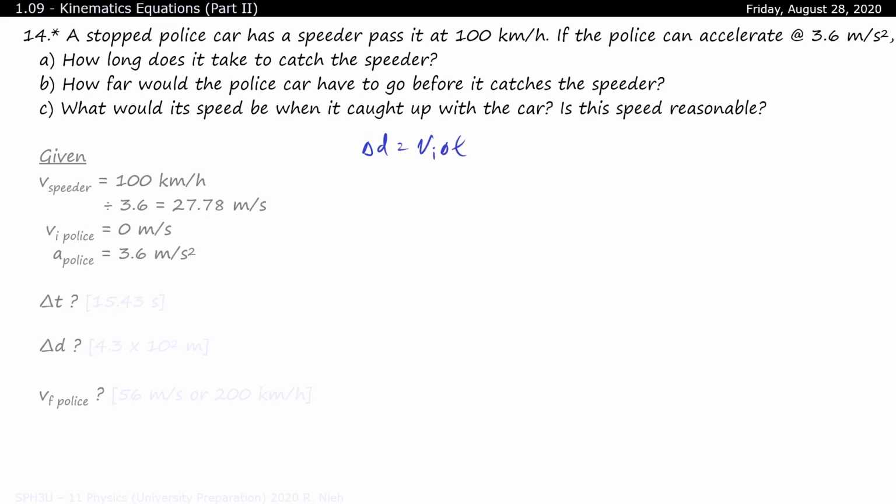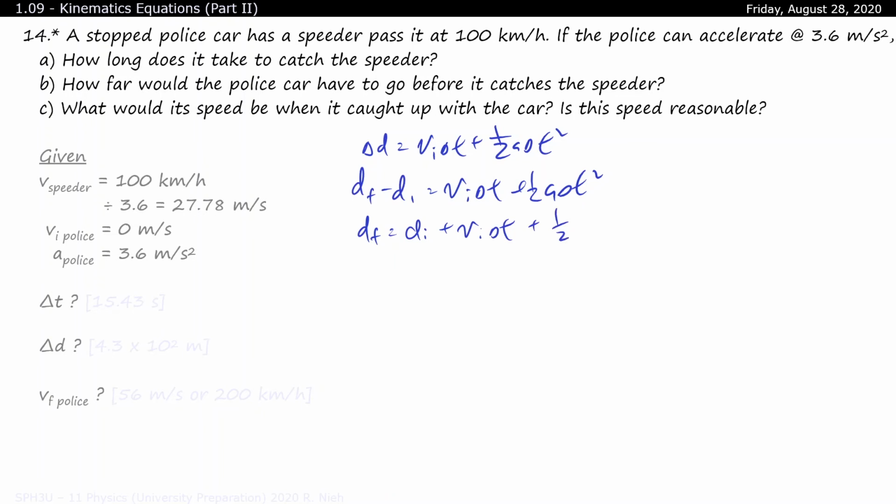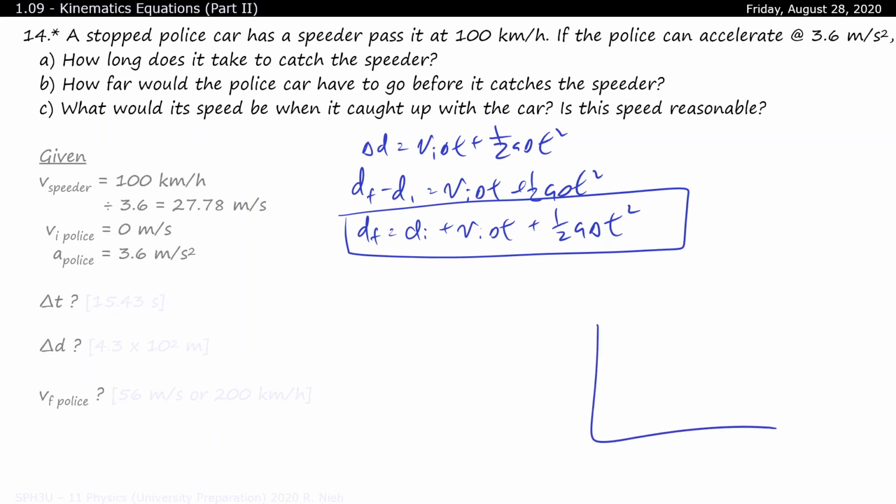Delta d is equal to vi delta t plus 1/2 a delta t squared. Delta d has the same meaning as df minus di is equal to vi delta t plus 1/2 a delta t squared. So df is equal to our initial position plus our initial velocity times time plus 1/2 uniform acceleration times time squared. Again, they're both starting from the same exact position between the speeder and the cop car. So we know that di goes to 0.